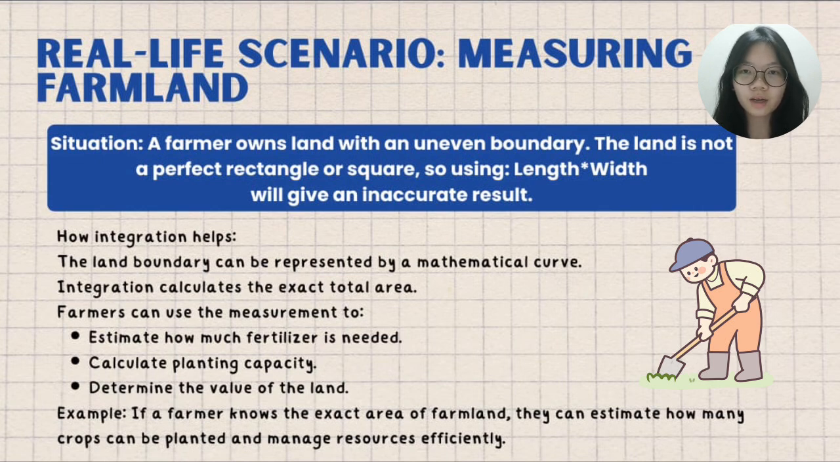Knowing the accurate land area helps them to estimate the amount of seed, fertilizer, and water needed for planting. Similarly, engineers and environmental scientists can use integration to measure construction areas, forests, or lakes more accurately. Therefore, integration helps different industries make better decisions by providing accurate measurements of area that cannot easily be calculated using a traditional method.